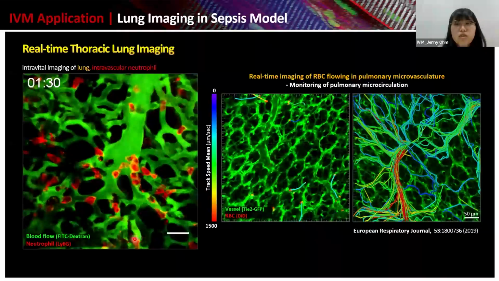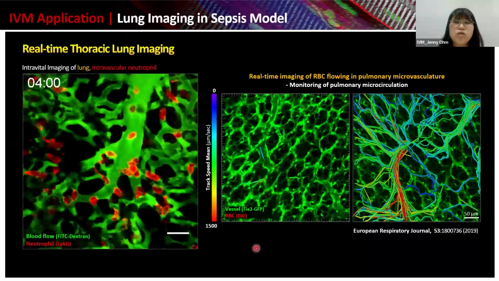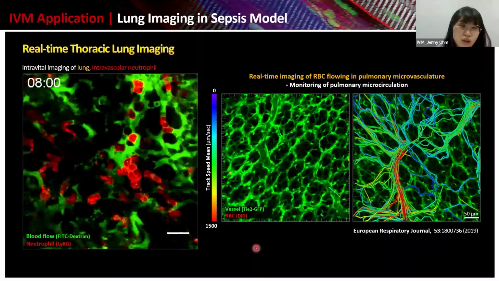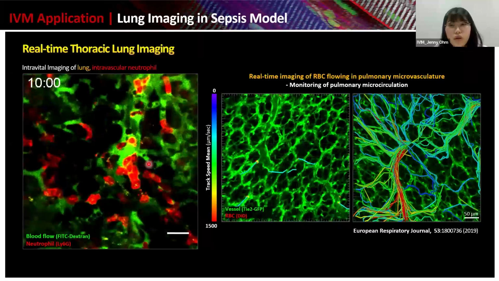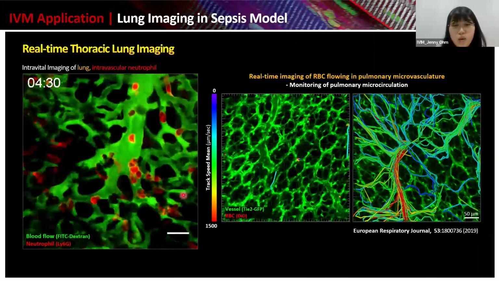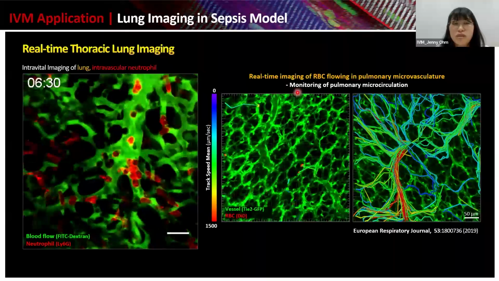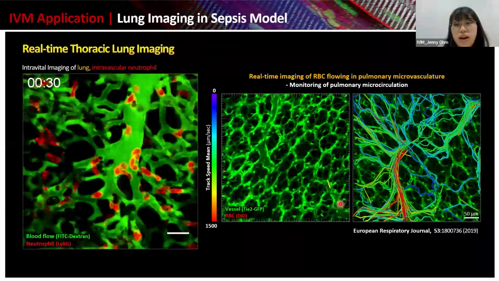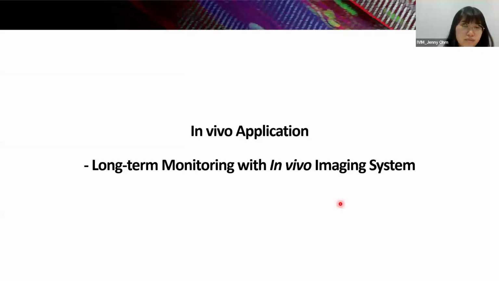And in the sepsis-induced group on the left, again, you can see that the neutrophils formed clusters in the lung vasculature, interrupting natural blood flow through the lungs. We were also able to analyze this quantitatively by measuring the velocity of blood circulation before and after inducing sepsis.